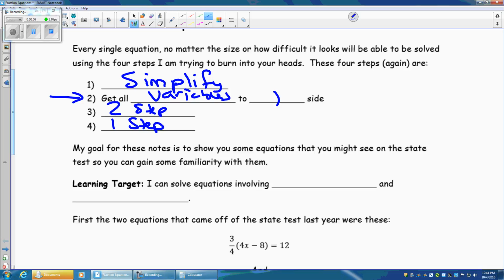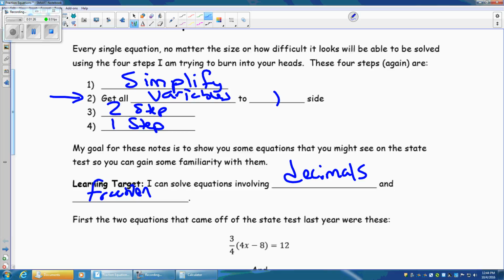Unfortunately, a lot of us really can't add or subtract, so we have a hard time with some of these. My goal for these notes is to show you some of these equations that you're going to see on the state test, because they're not going to give us easy ones. They're going to give us these sort of difficult-looking ones. So my learning target for these notes is I can solve equations involving decimals and fractions, because that's what I've seen a lot of in my couple years of teaching here.